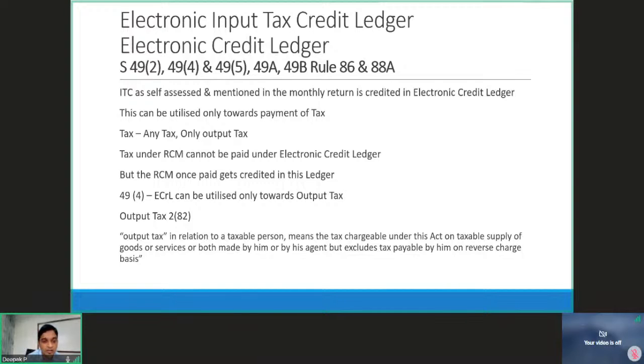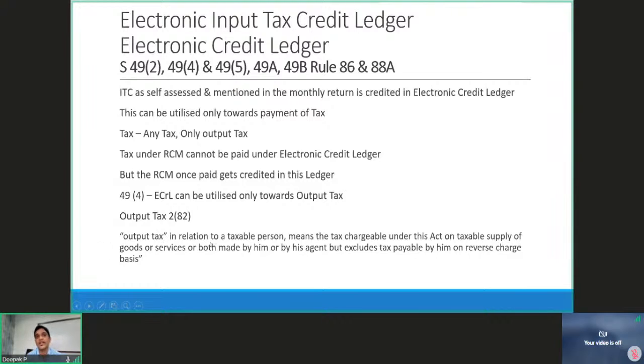Why? Because the definition section for the meaning of 49(4) says electronic credit ledger can be utilized only towards output tax. On RCM also I pay tax, sir. So is it output tax? No, RCM is not output tax, because the definition of output tax in relation to a taxable person means the tax charged under this Act on taxable supply of goods or services or both made by him, made by the supplier or by his agent, but excludes the tax payable by him on reverse charge basis.